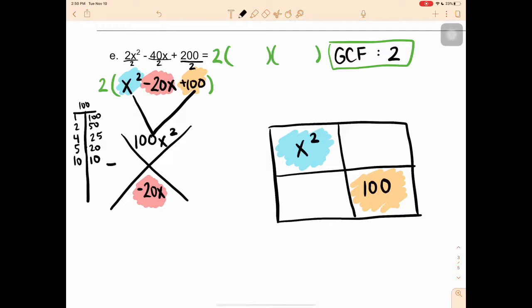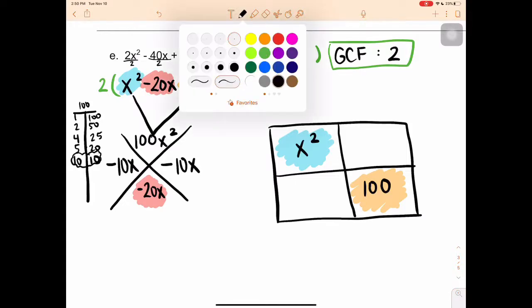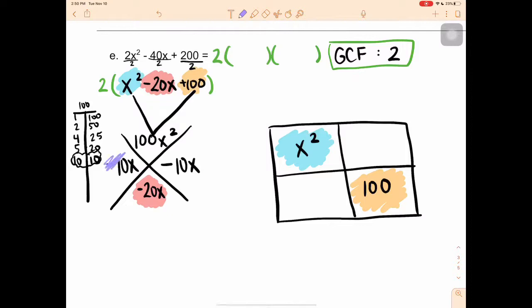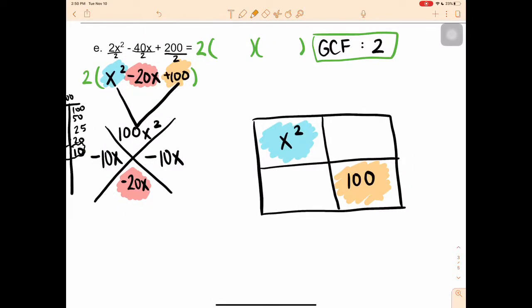So it's going to be a negative times a negative, and it looks like the 10 is the only one that we can use here. Negative 10x times negative 10x is 100x squared. Negative 10x plus negative 10x is negative 20x. Oops. Did not mean to do that. I meant to do a highlighter. There you go.